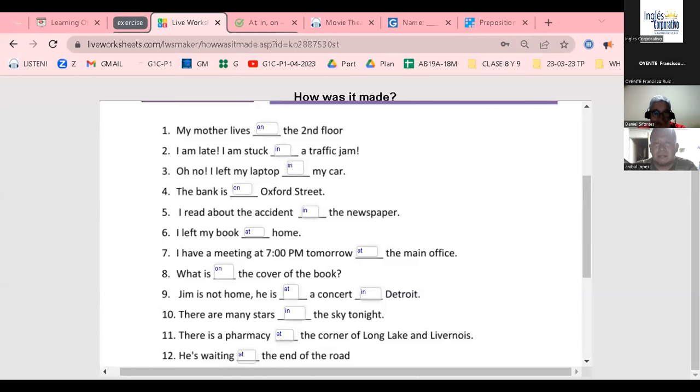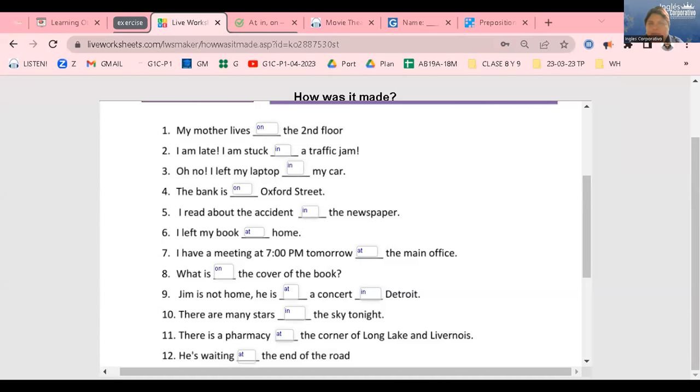Ok, algunos ya no les alcancé a mostrar, ya no alcancé a llegar a checar el grupo. Creo que fue un grupo.